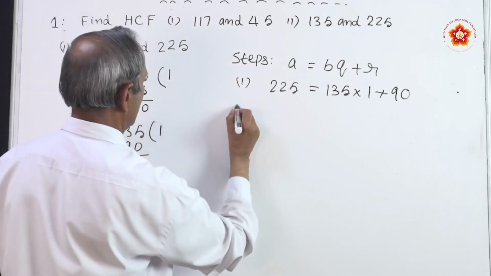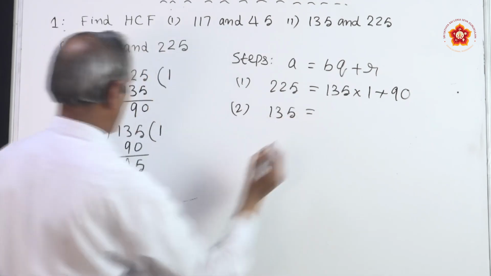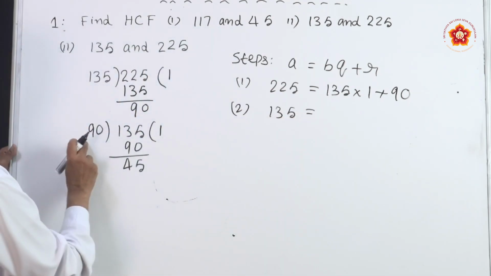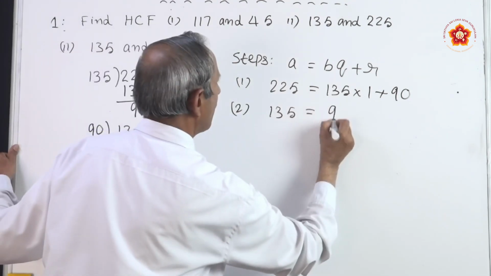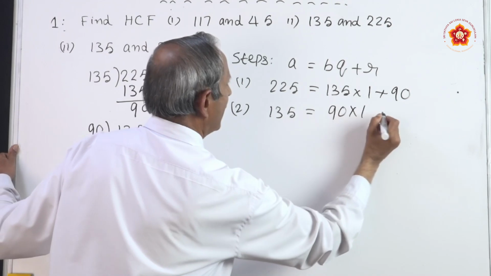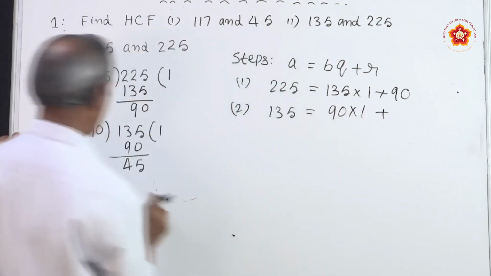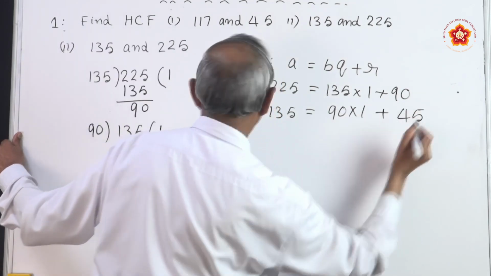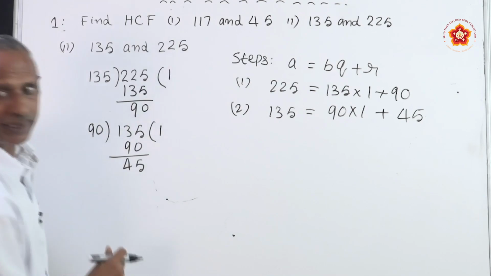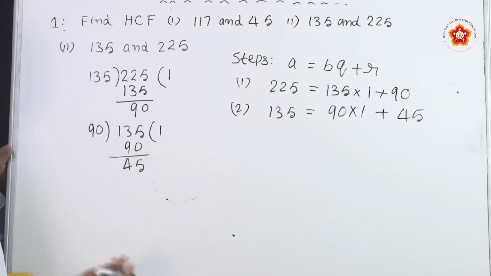Now write the steps. 135 equal to 90 into 1, plus remainder 45. 90 is the divisor, 1 is the quotient, plus remainder is 45. Write the remainder here. Now ask the question yourself, is the remainder 0? No. Once again you have to proceed the division.